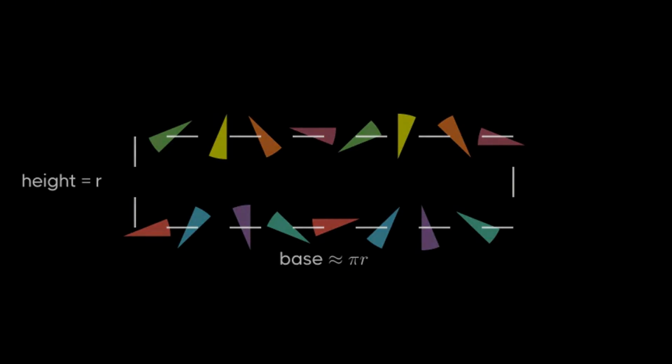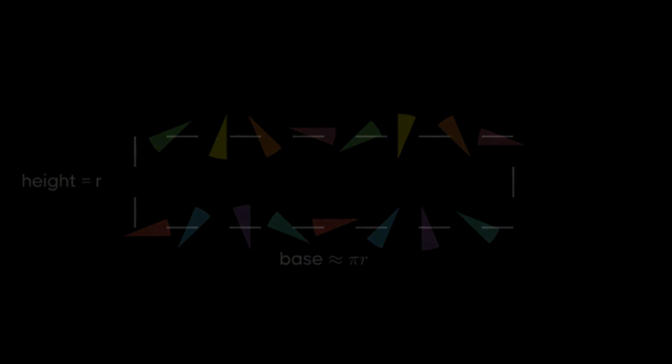Mathematically speaking, if we had an infinite number of infinitesimally thin sectors, our rearrangement would form a perfect rectangle with exactly height r and base pi times r. In the limit, as the number of sectors approaches infinity, we get a perfect rectangle with height equal to the radius and base equal to pi times r. This rectangle contains exactly the same area as our original circle.